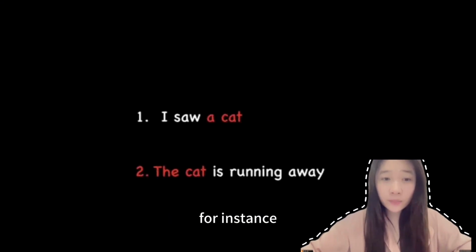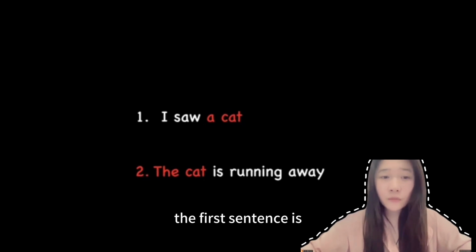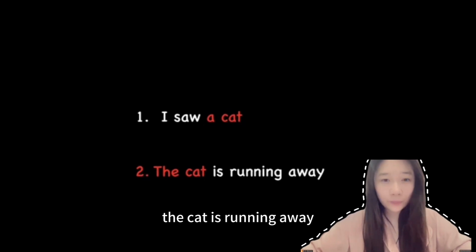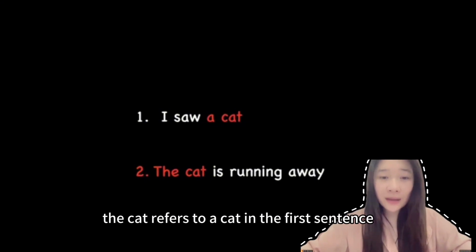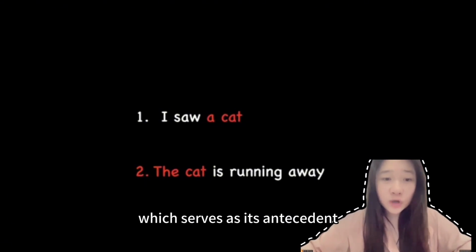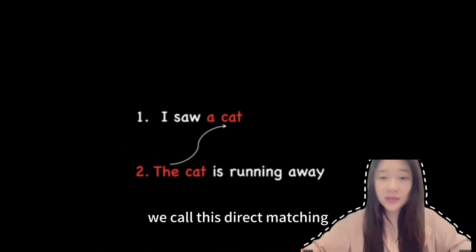So what is direct matching? For instance, let's look at a discourse consisting of two sentences. The first sentence is, "I saw a cat," and the second sentence is, "The cat is running away." We can see that in the second sentence, the cat refers to a cat in the first sentence, which serves as its antecedent. Because they share the word cat, we call this direct matching.